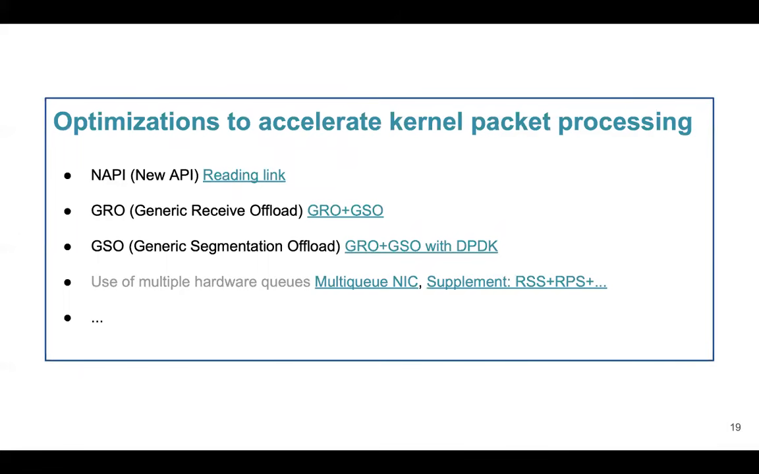The network community has provided optimization mechanisms to accelerate the kernel network stack. NAPI or the new API issues a single interrupt for a batch of packets. Generic receive offload, GRO, combines the packets of the same receive stream so that the network stack processing is done once for the entire packet stream. Similarly, generic segmentation offload, GSO, is opposite of GRO, where the packet to be transmitted is not split until it reaches the NIC driver.